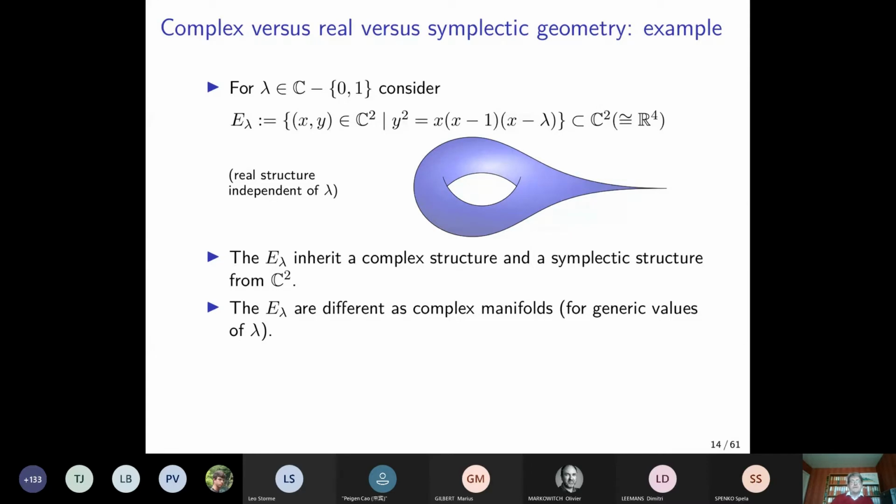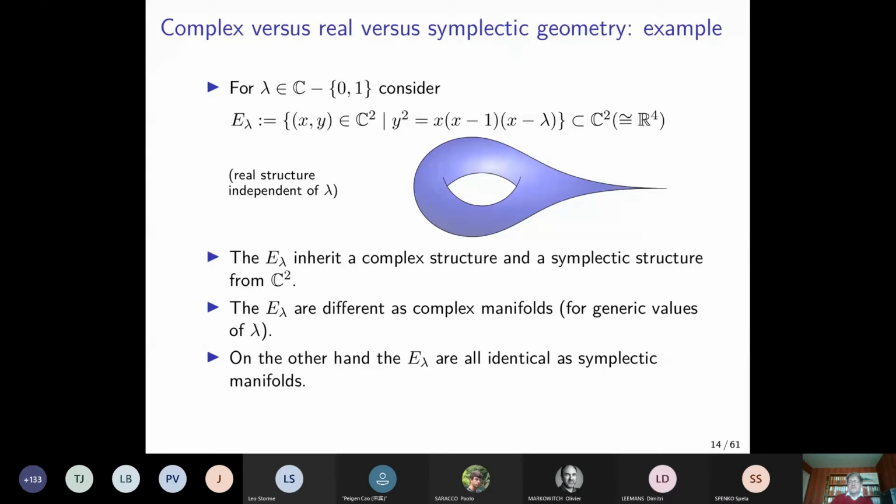As I said, E lambda inherits, in addition to the real structure, a complex and a symplectic structure. And it turns out that the E lambdas are all different as complex manifolds. Well, for generic values, they're different. On the other hand, if you consider the symplectic structure, then they are all identical.